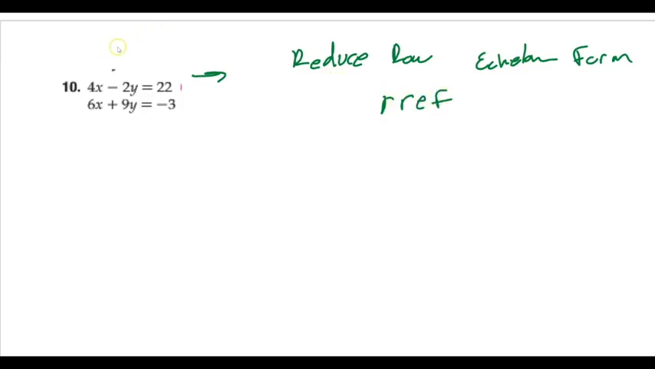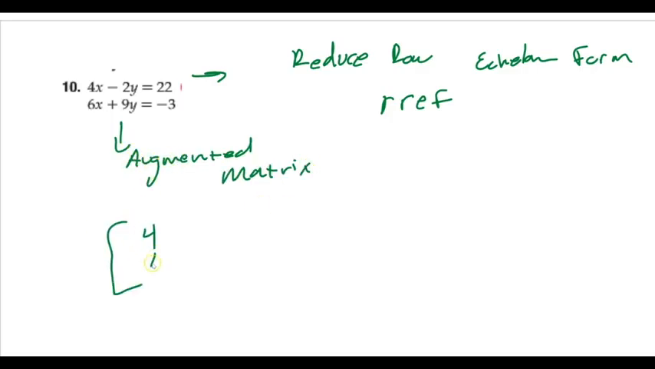In linear algebra, you learn all these row operations: how to add rows, subtract rows, all this cool stuff. Anyway, one of the things we can do is put a system into row echelon form. We write this as what we call an augmented matrix, which means you write it as one big matrix: 4, 6, -2, 9, 22, and -3, as one big 2 by 3 matrix.